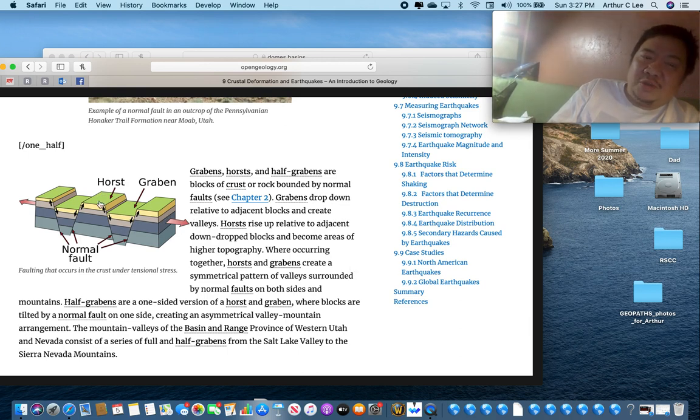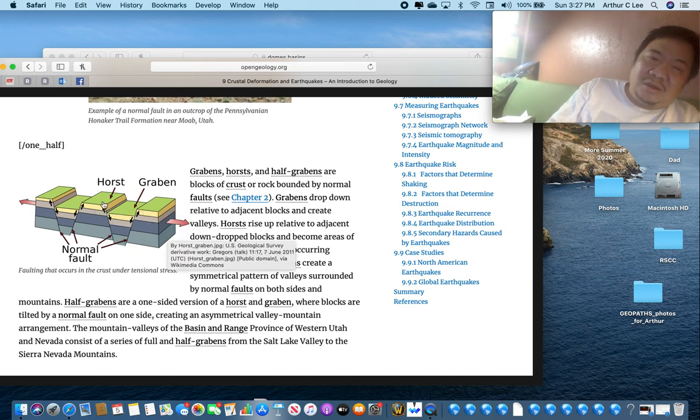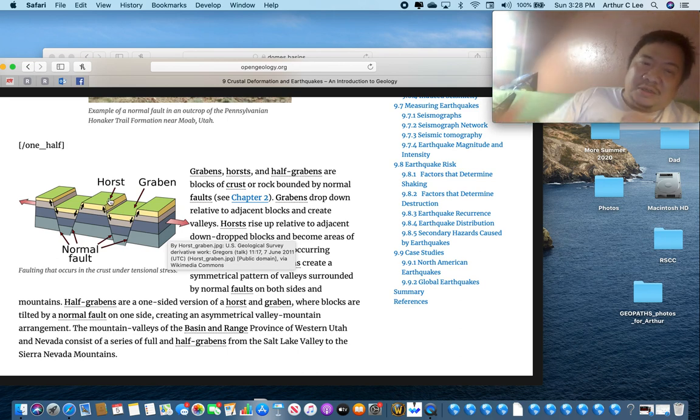This is what a mid-ocean ridge looks like, where you pull apart the rocks, you get these horsts, which is the top of the mid-ocean ridge. Then you have these valleys, which are called grabens.